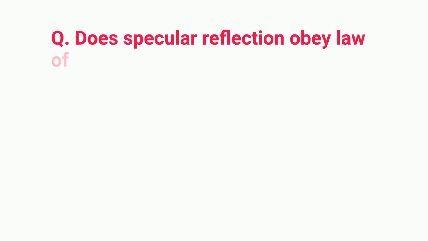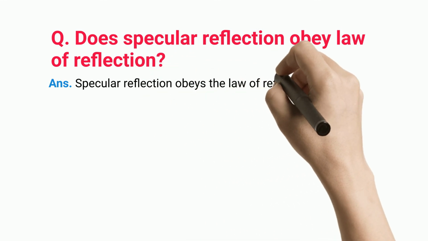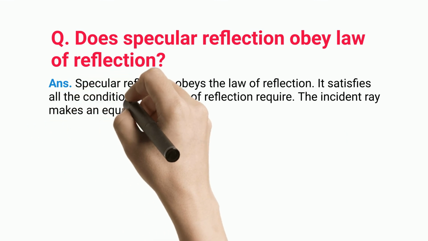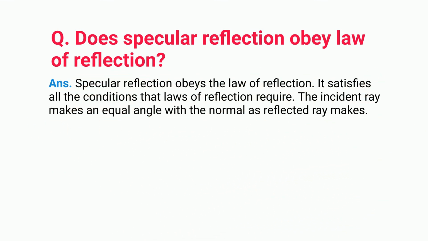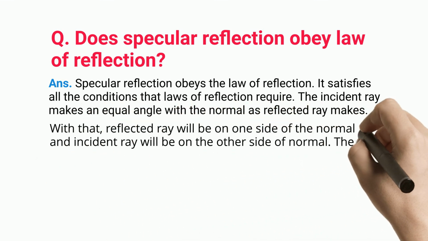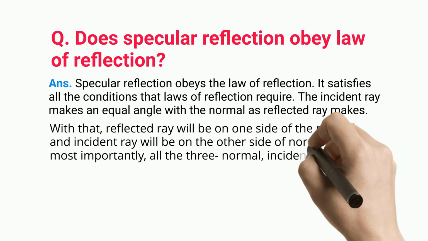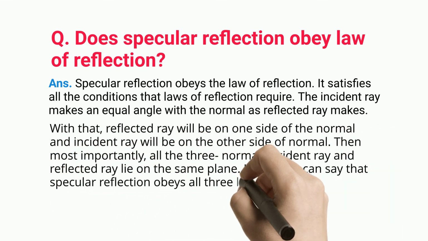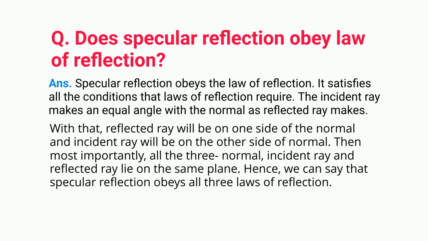Does specular reflection obey the law of reflection? Specular reflection obeys the law of reflection. It satisfies all the conditions that the laws of reflection require. The incident ray makes an equal angle with the normal as the reflected ray makes. With that, the reflected ray will be on one side of the normal and the incident ray will be on the other side of the normal. Then, most importantly, the normal, incident ray and reflected ray all lie on the same plane. Hence, we can say that specular reflection obeys all three laws of reflection.